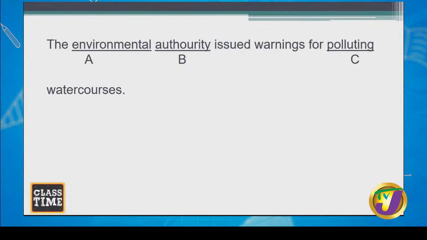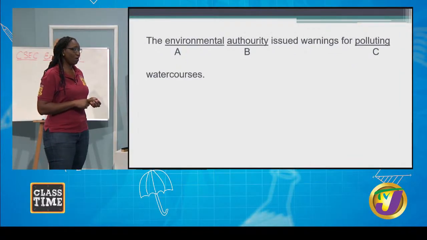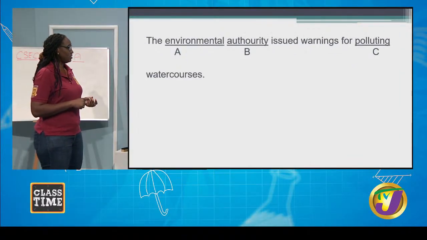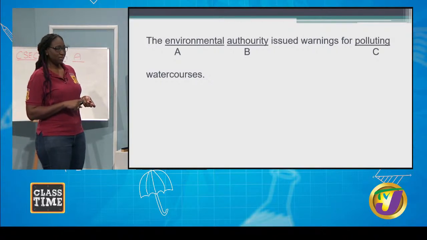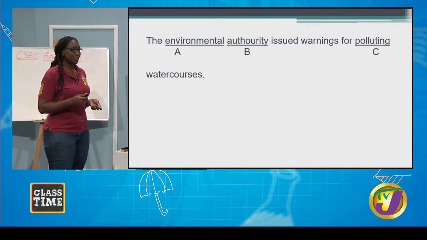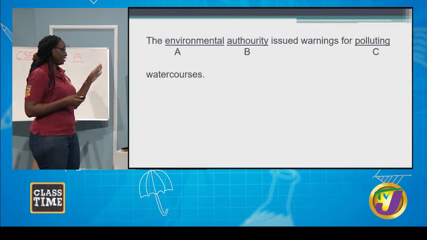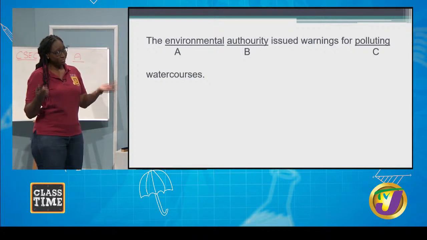The Environmental Authority issued warnings for polluting watercourses. So we're looking at environmental, we're looking at authority, and we're looking at polluting. Look carefully. Do you see anything amiss? Do you see anything that shouldn't be there? Or is there anything missing that should be there? All right, so by now you should know if your answer is A, B, C, or D, no error.